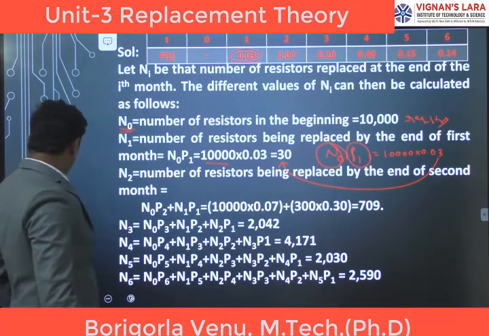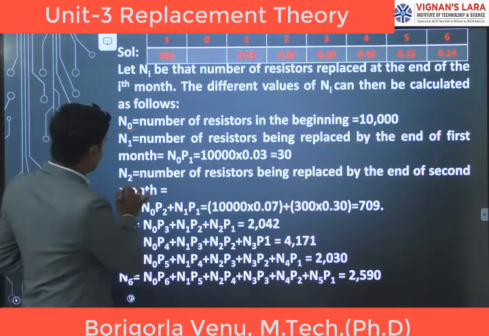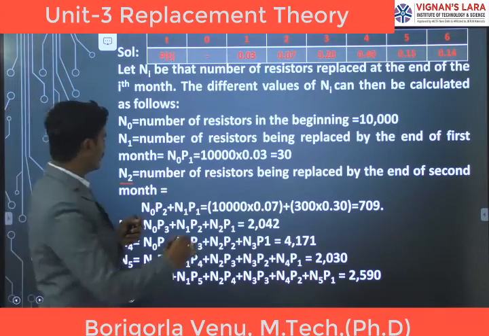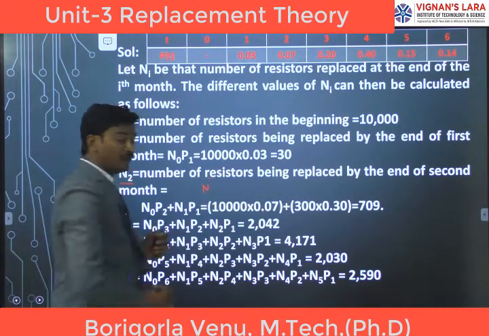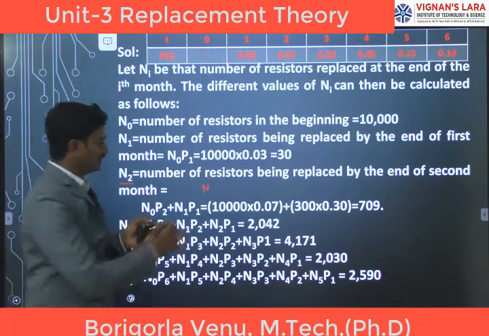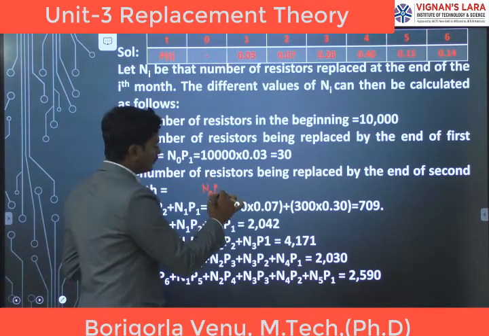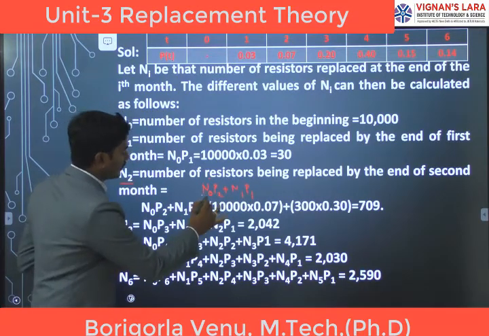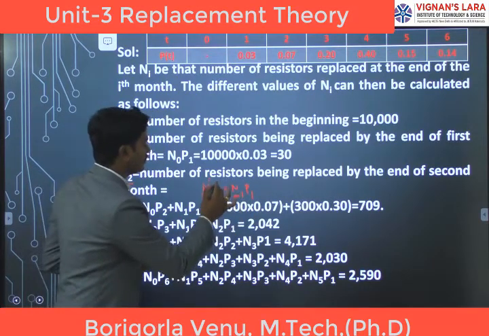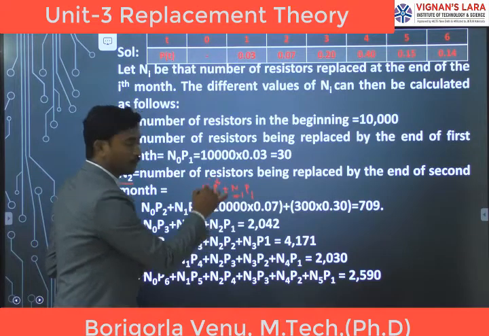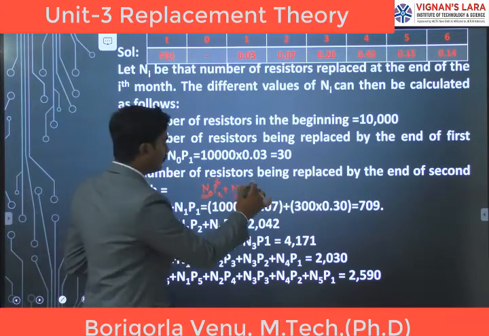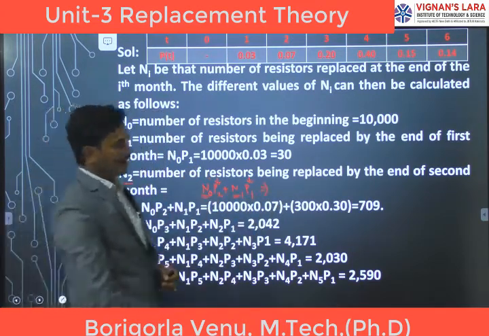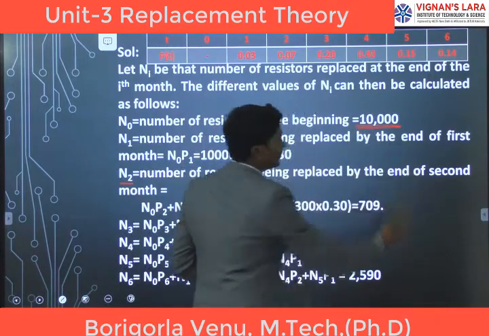Next, coming to the second month. The number of resistors for the second month, I would like to take as N2. For this second month I would like to write the formula from the initial month onwards, taking the failures: N0 P2 plus N1 P1. That is for the second month. It is the initial count and the first month resistor count, with the probability factor of the second month ending and the probability factor of the first month ending. Here, what is N0? N0 is 10,000 initially.